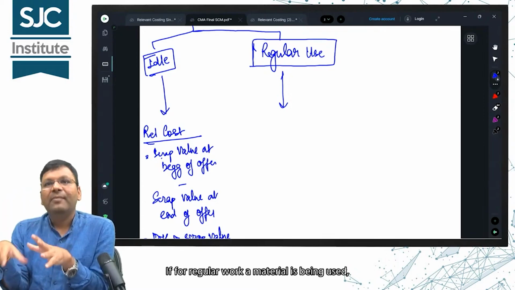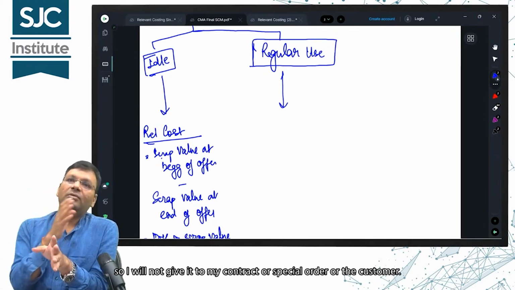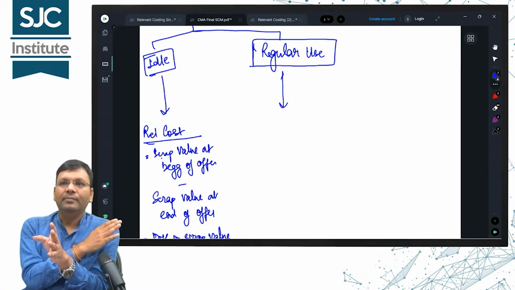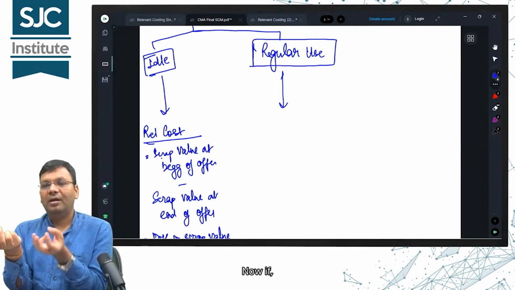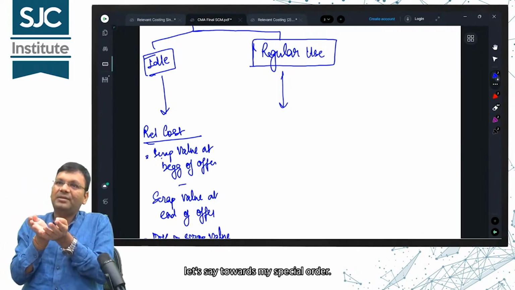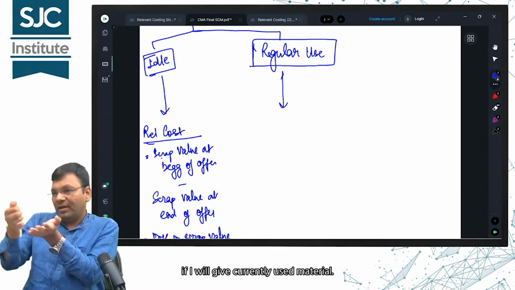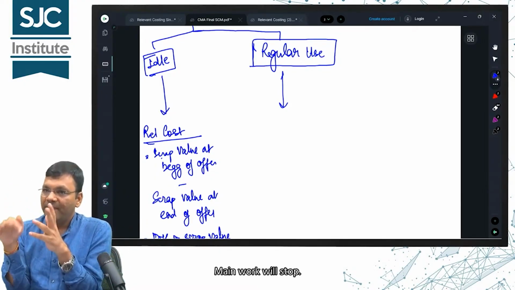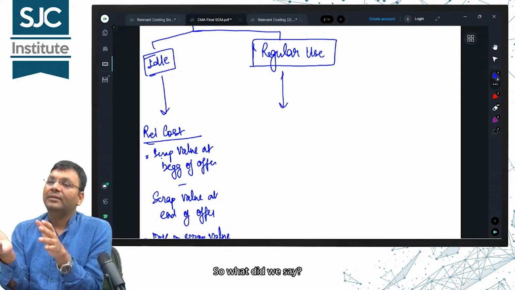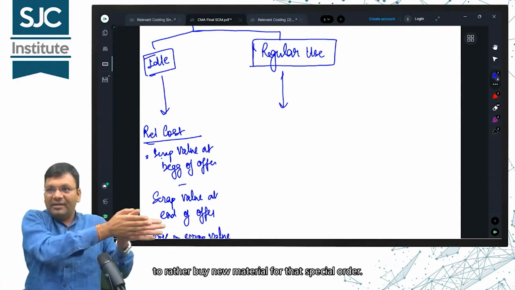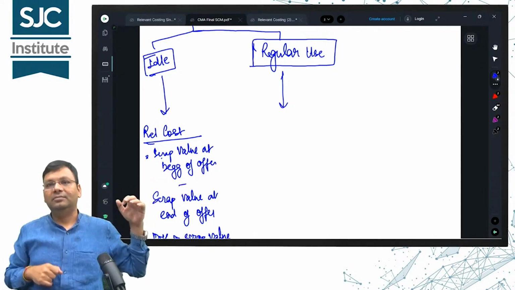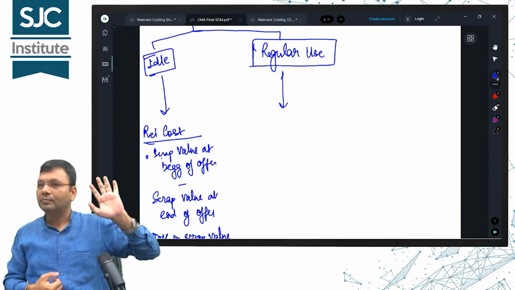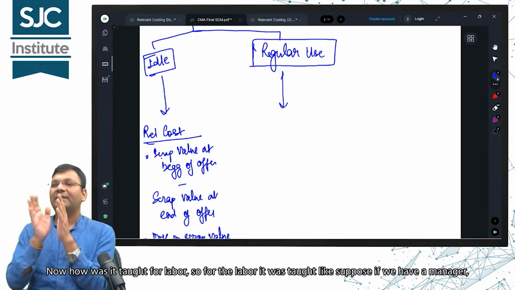If a material is being used for regular work, I will not give it to my contract or special order customer. Now if, towards my special order, I give the currently used material, my main work will be stopped. Right? The main work will stop. So what did we say? It is better to buy new material for that special order, at the current purchase cost.